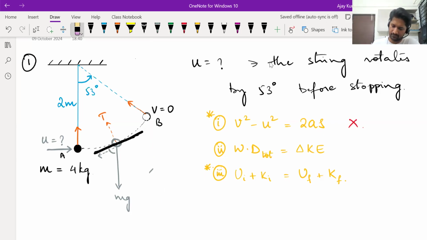Fine. Next is work kinetic energy theorem. This can definitely be used. There are no conditions, but you should know work done by all forces. Now we know that as the ball swings from A to B, there are two forces acting on it, weight and tension. Can one of you tell me how to calculate work done by weight?